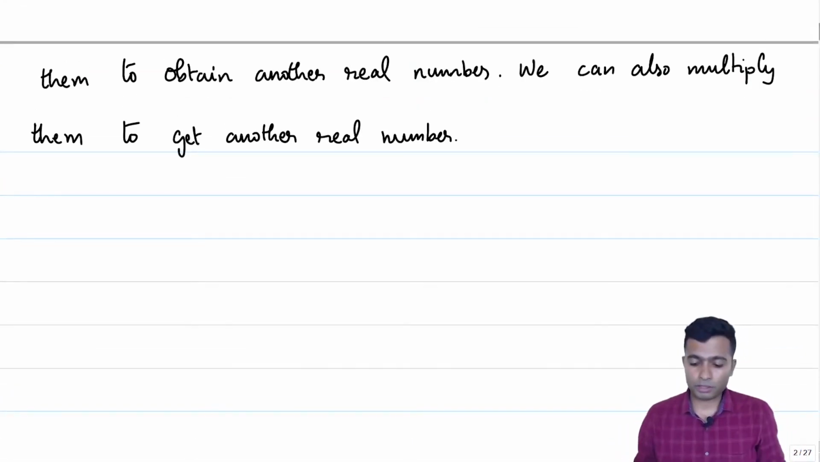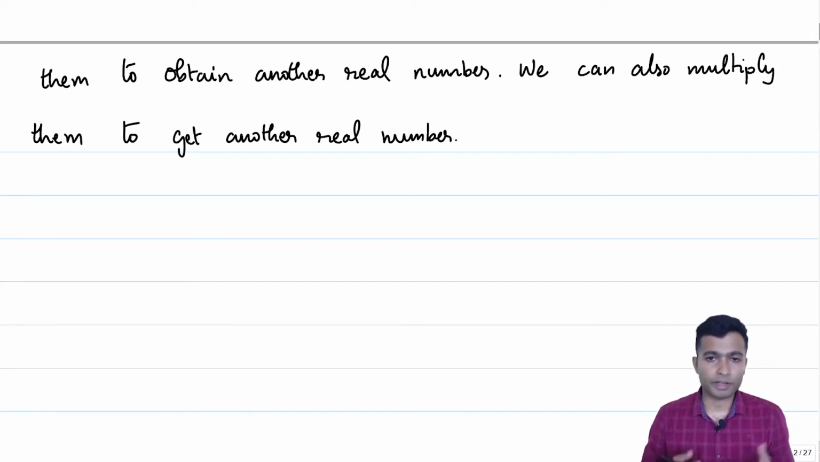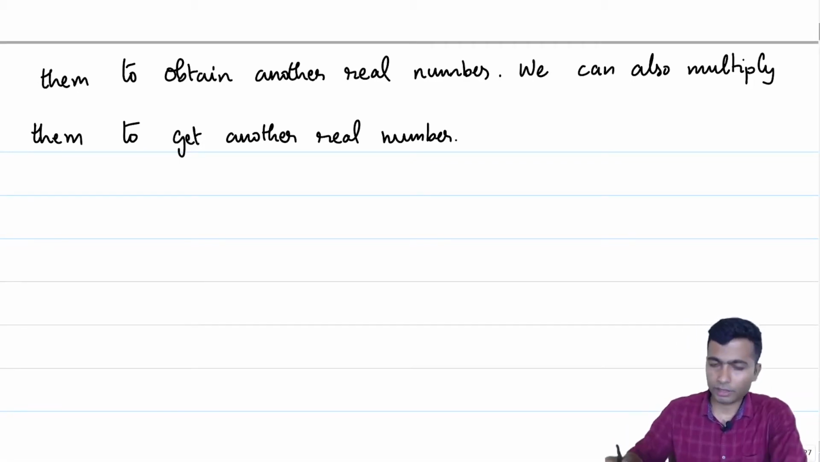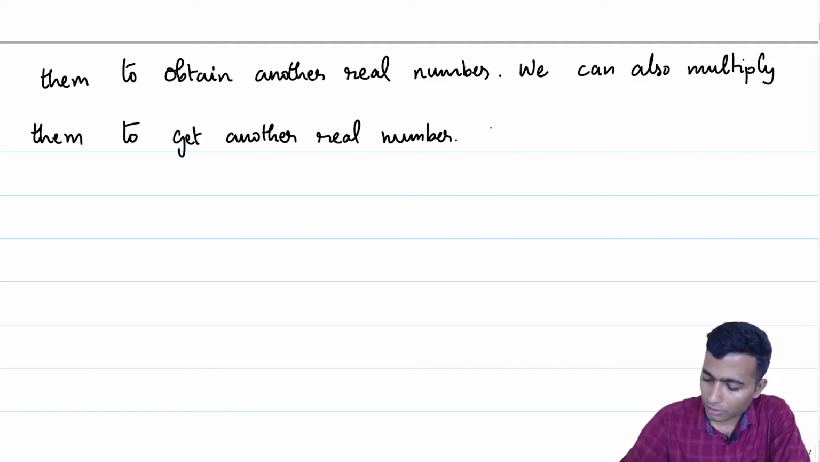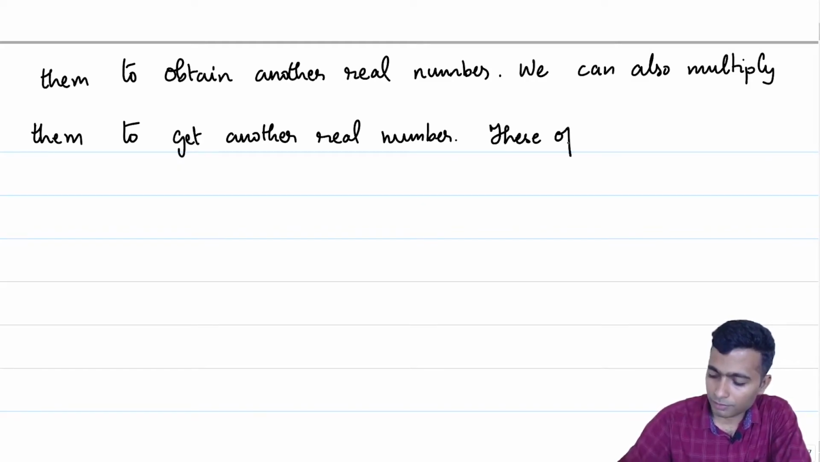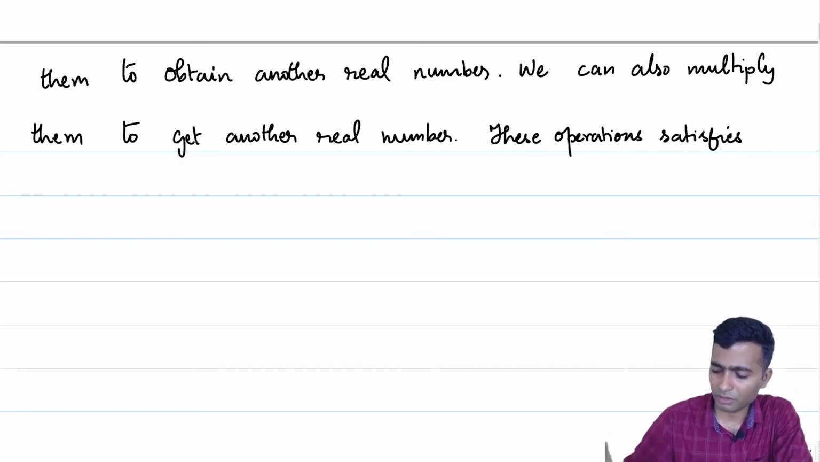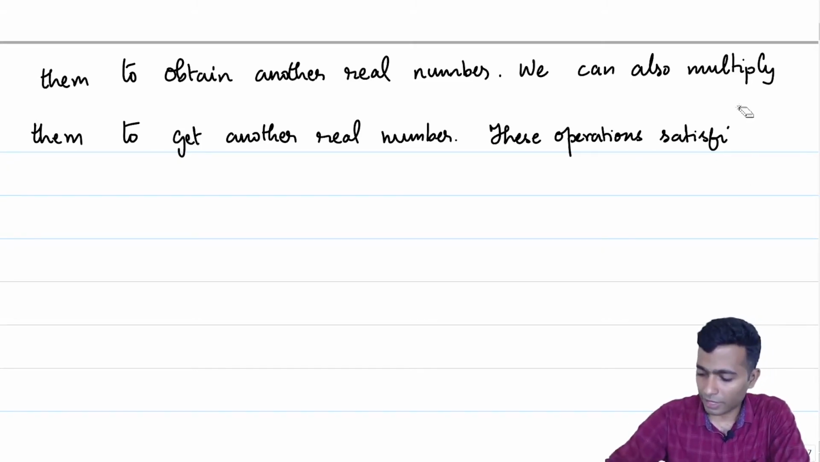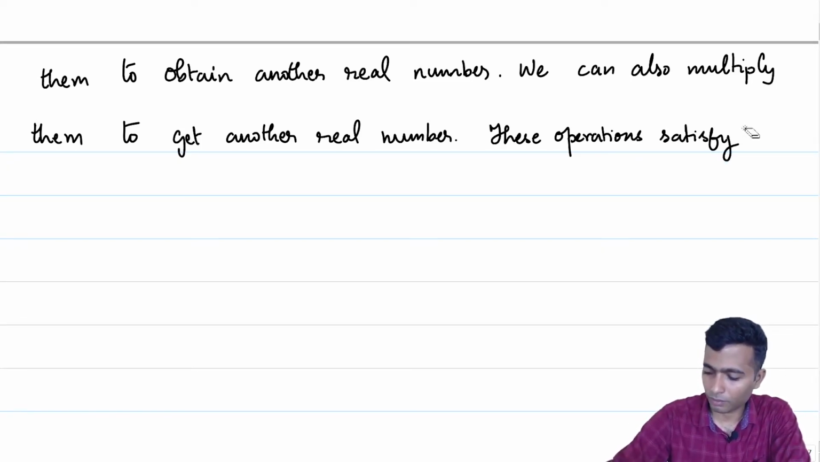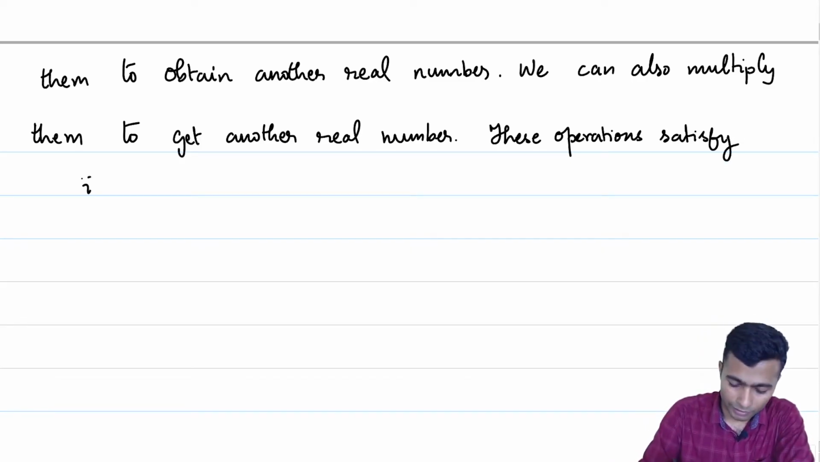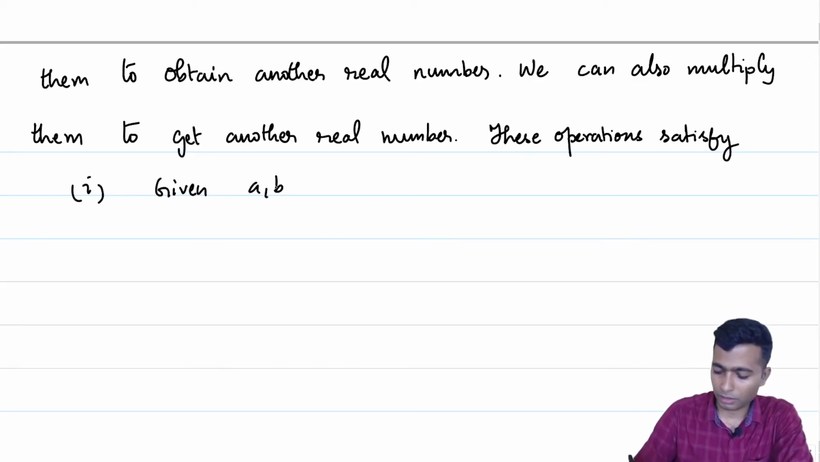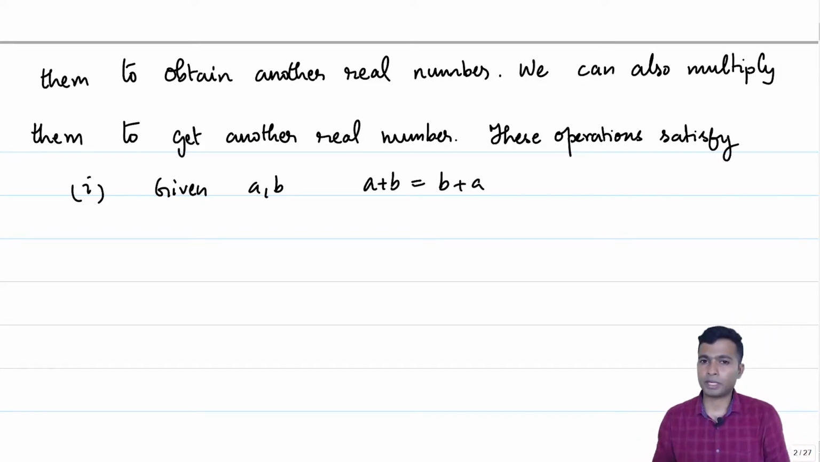What are the properties of addition and multiplication that we are quite familiar with? Let's just quickly note down some of these properties. These operations, the addition and multiplication operation, satisfy the following properties. Given a, b, a plus b is equal to b plus a. So the order in which we add doesn't matter.